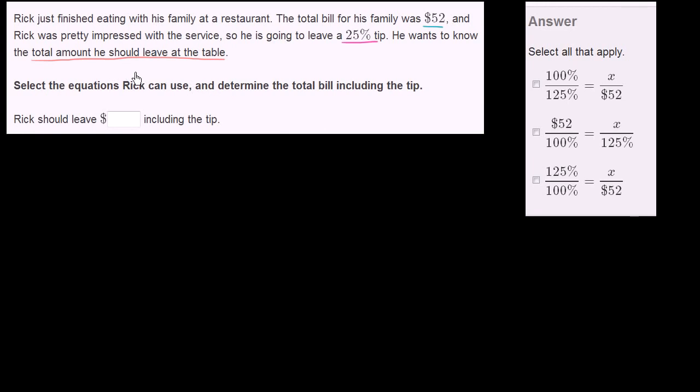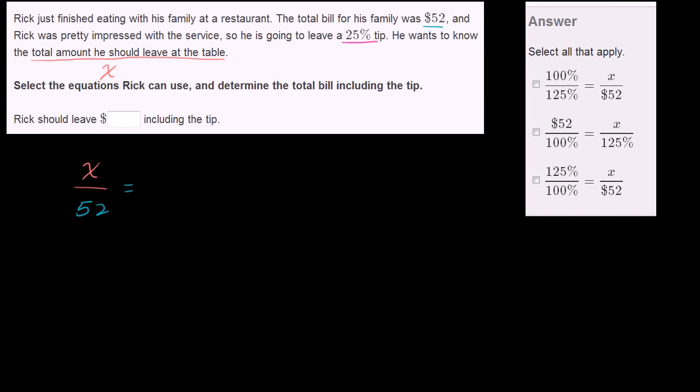So the unknown thing, the thing that we should figure out, is the total amount he should leave at the table. So let's just call that X. Now there's a couple of ways we could think about it. We could think about it as the ratio between the total amount he's going to pay and the actual bill. That should be the same thing as the ratio between the respective percentages.